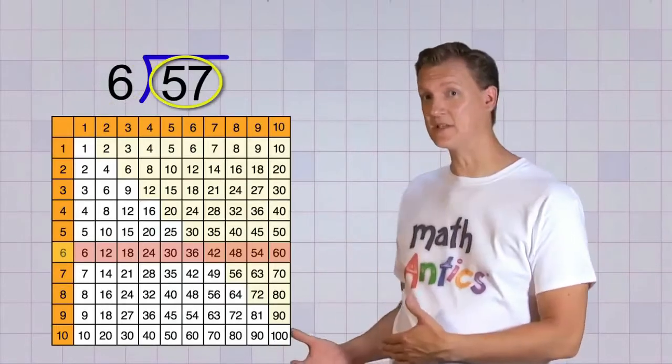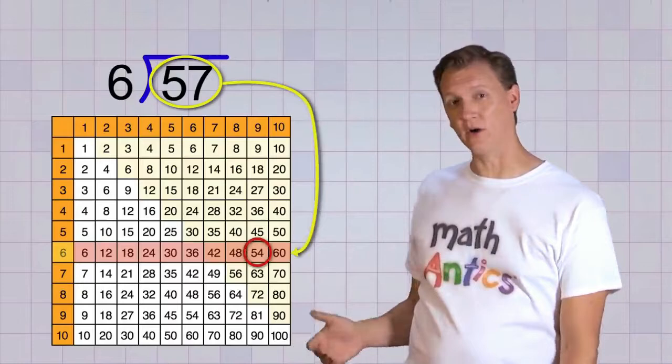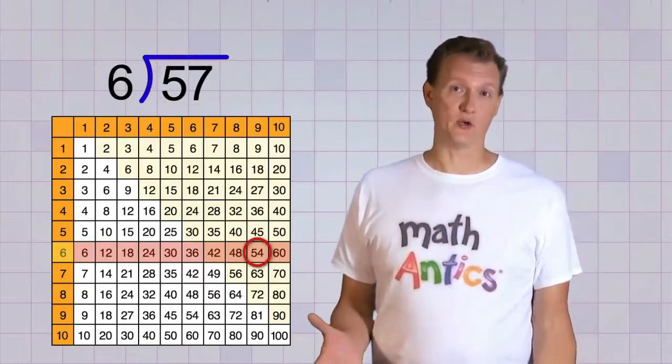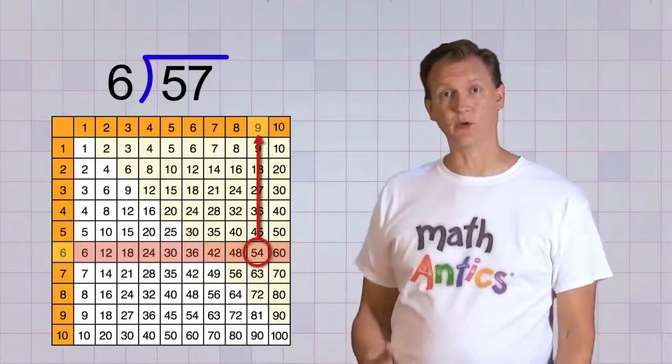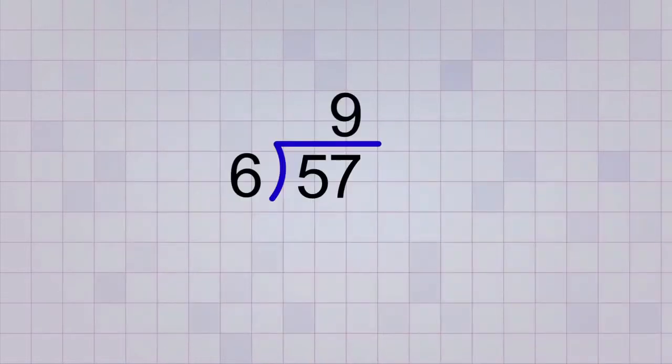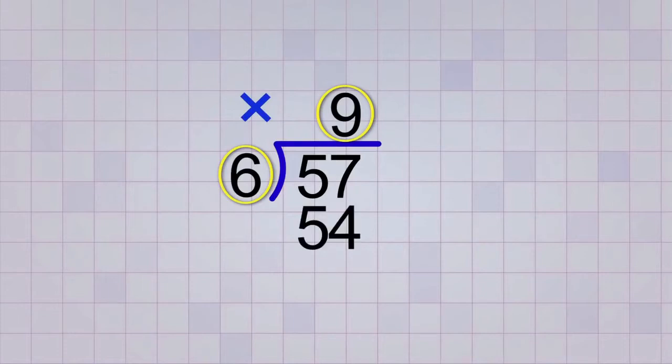And since 57 is not on the list, it looks like 54 is the next closest thing, without being too big like 60. And to get 54, we need to have 9 6s, so we'll choose 9 as our answer. Next, we multiply 9 by 6, which we already know will give us 54 because that's what our multiplication table showed us. Now we need to subtract 54 from 57.